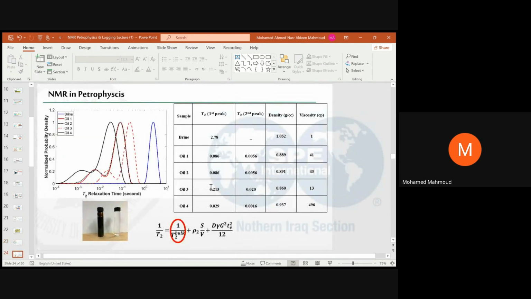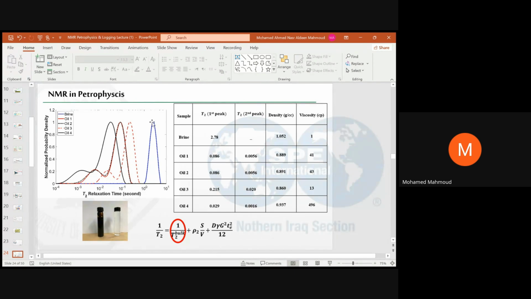In addition, we can also get the viscosity of the oil from what we call the bulk measurement. If you just have a tube filled with the fluid, oil or water, for example, here we have the brine and different oils, and in this equation, the only dominant part will be the bulk, because we don't have rock. There are no restrictions for the fluids, the hydrogen protons, to move and relax. It's only in the bulk solution.